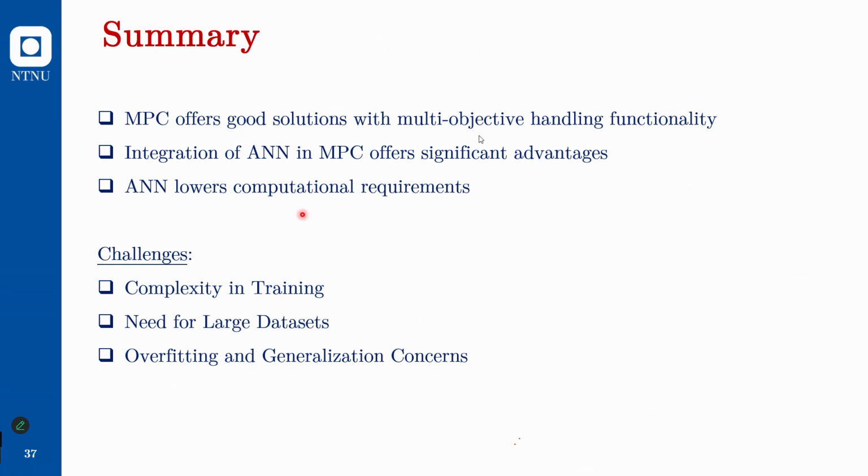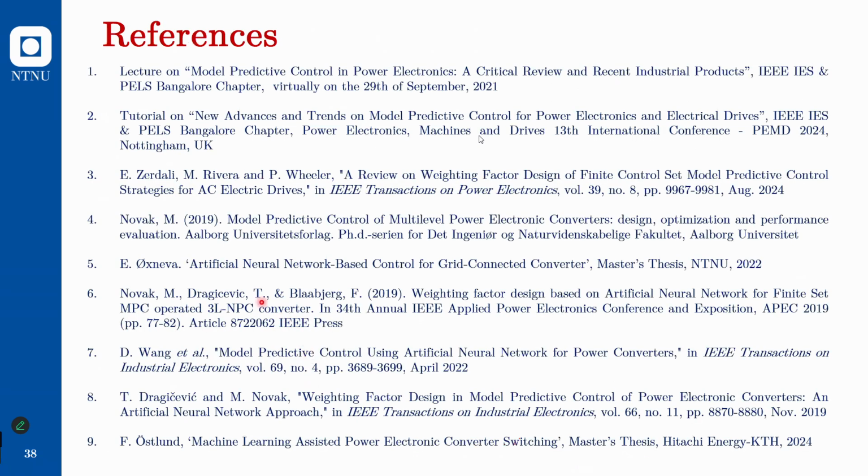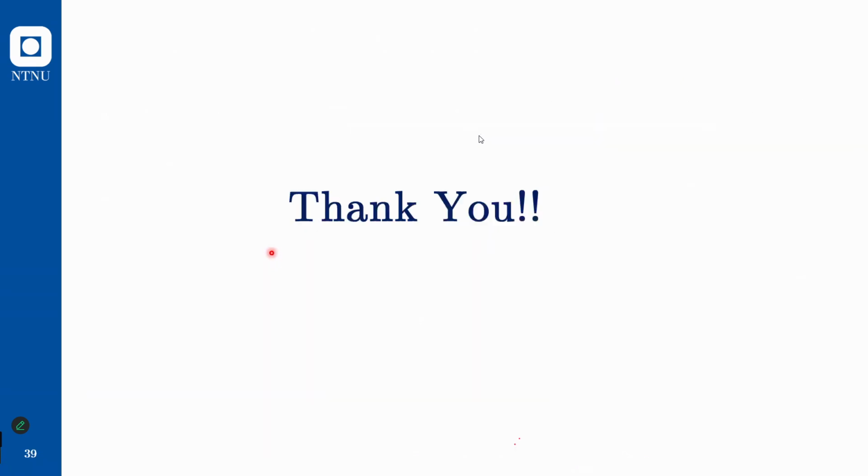What are the challenges? Complexity in training. As I showed in the toy example, if you're not feeding a sufficient amount of data, then your prediction is going to be very poor. And if you are feeding a large amount of data with a large number of features, it could end up with an overfitting problem. That will give a wrong generalization, meaning that under unforeseen conditions it may predict wrong values. That was it. These are the references I have considered for this trial lecture. Thank you.